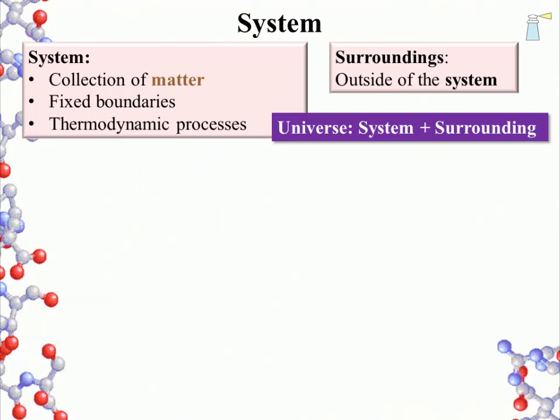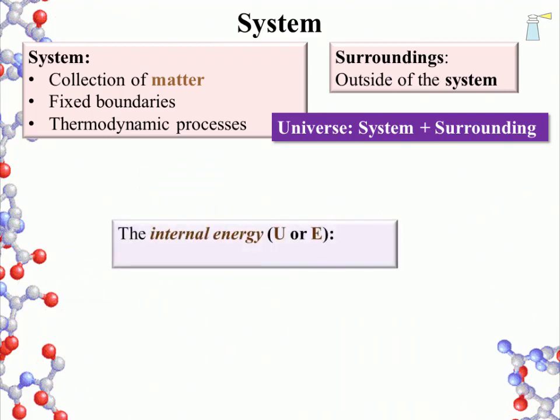One last term with systems: the internal energy of a system. It's abbreviated either as capital U or capital E. We will use E, but both are common abbreviations. E is the total energy of the system. For an open and closed system, that E can change. For an isolated system, E cannot change. We will see E a little later in the lecture.